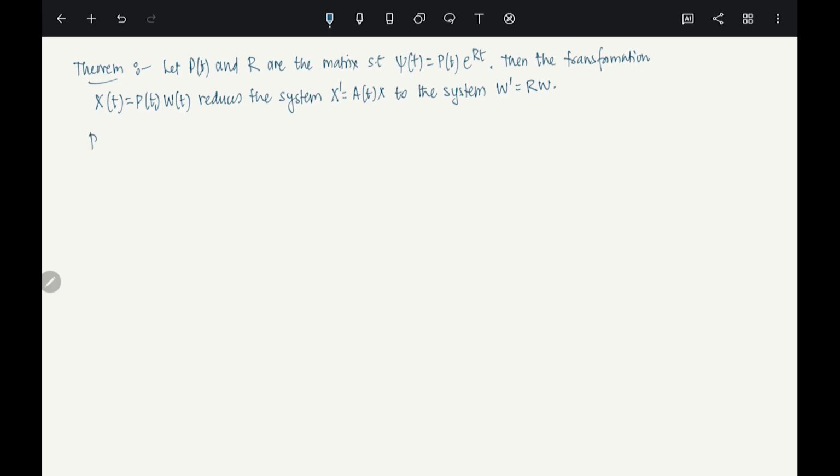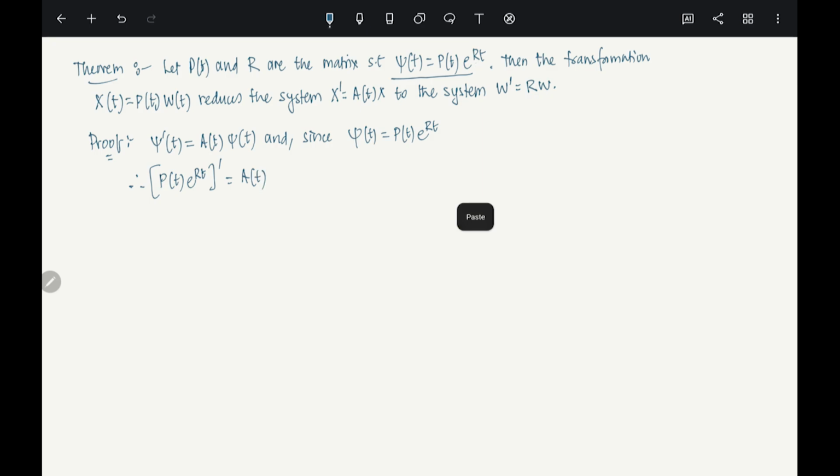Okay, so how do you prove it? Let's look at the proof. Since phi is a fundamental matrix, phi prime of t is nothing but A of t times phi of t. And since phi of t is nothing but P of t times e power R t, we can take the derivative, right? Therefore the derivative of P of t times e power R t is A of t times phi of t, which is P of t times e power R t.